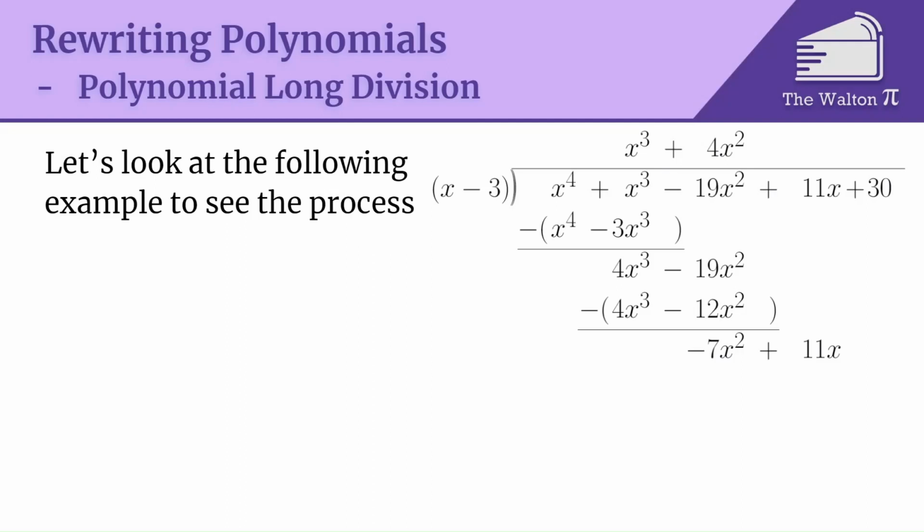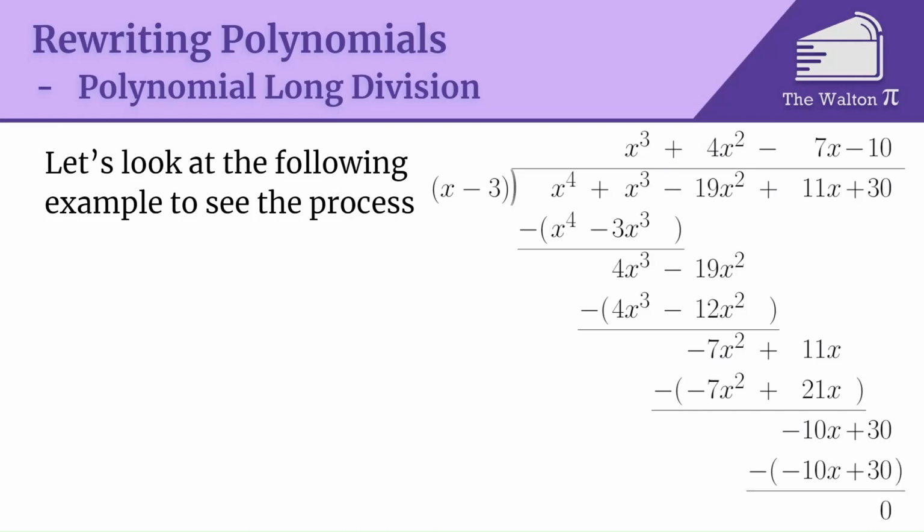How many times does x minus 3 go into that? Well, it goes in minus 7x times. So we multiply negative 7x by x minus 3. We get negative 7x squared plus 21x. We subtract that off and we're left with negative 10x plus 30. How many times does x minus 3 go into that? Negative 10 times. And when we subtract that multiplication off, we end up with 0. If you end up with 0, that means that it is in fact a factor.